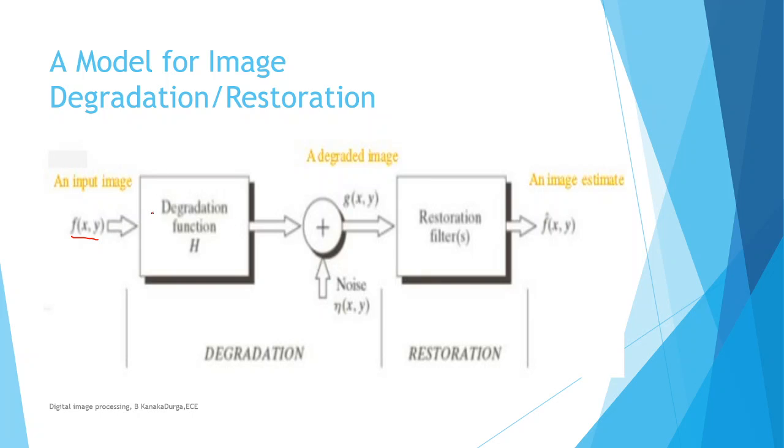We are assuming that the functionality of the degradation function is h. Once the input image f of x comma y is processed with the degradation function h, in the medium there can be the addition of noise. Some parameters are also added with respect to the noise in the medium. If the camera has not been properly focused, the image is going to be blurred.